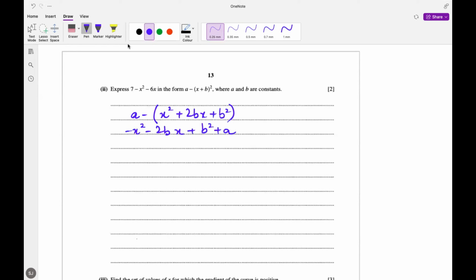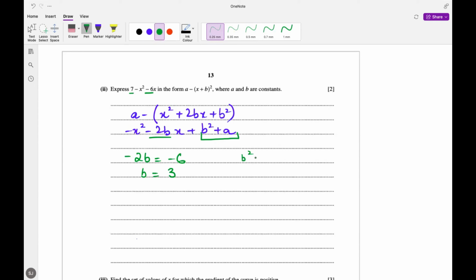Now comparing it with the original expression, we have the coefficient of x as minus 6, and over here it's minus 2b. So minus 2b will be equal to minus 6, and b will be minus 6 upon minus 2, which is 3. To find the value of a, we know that minus b squared plus a is a constant, and the constant in the expression was 7.